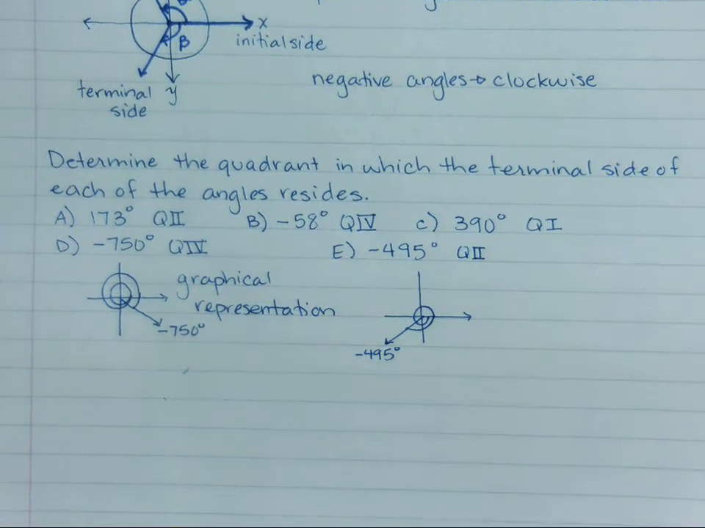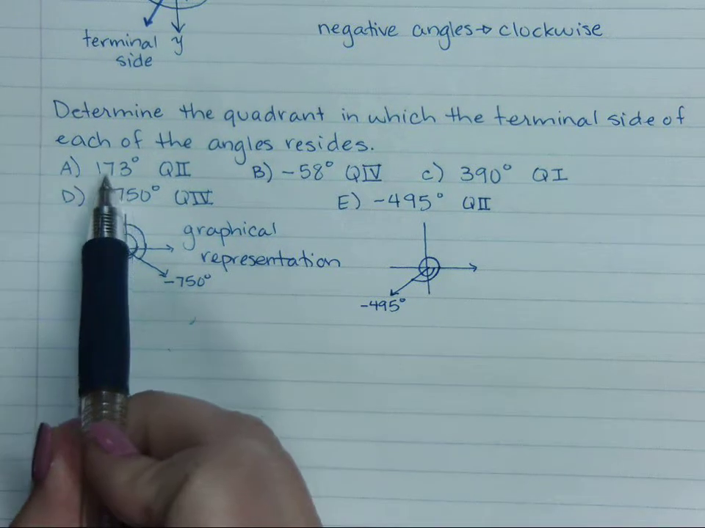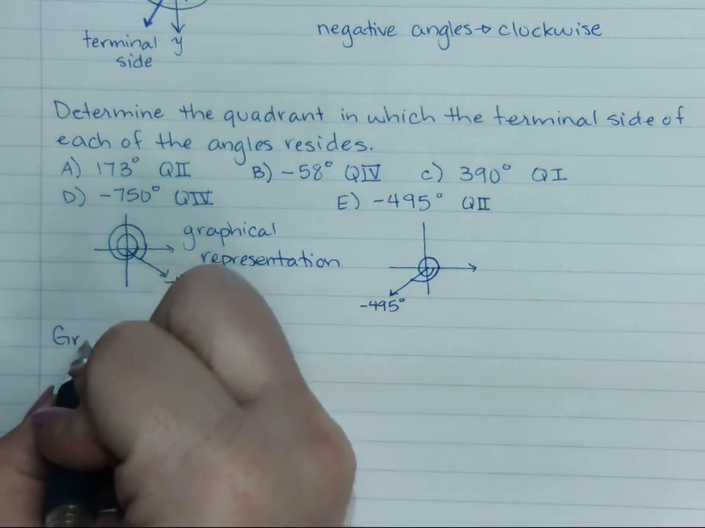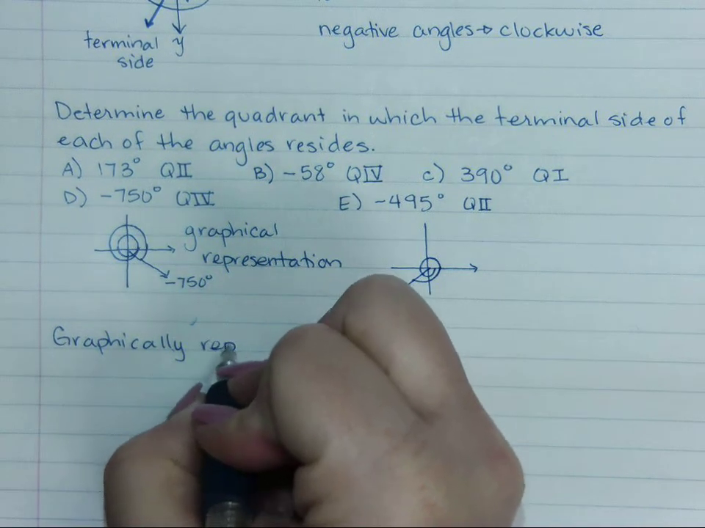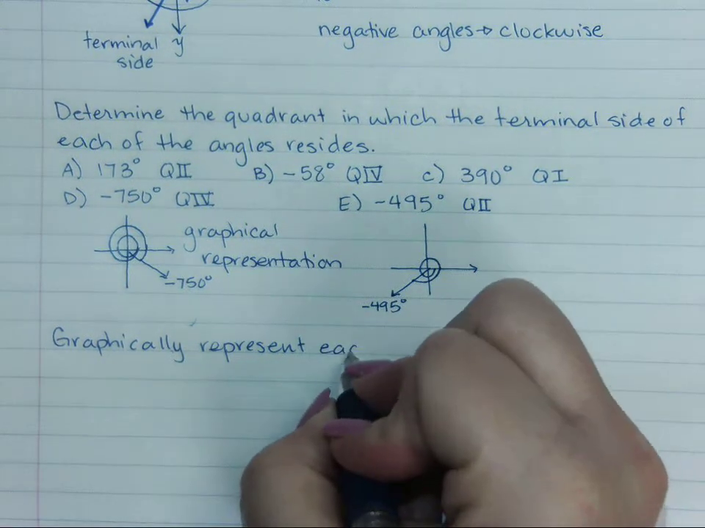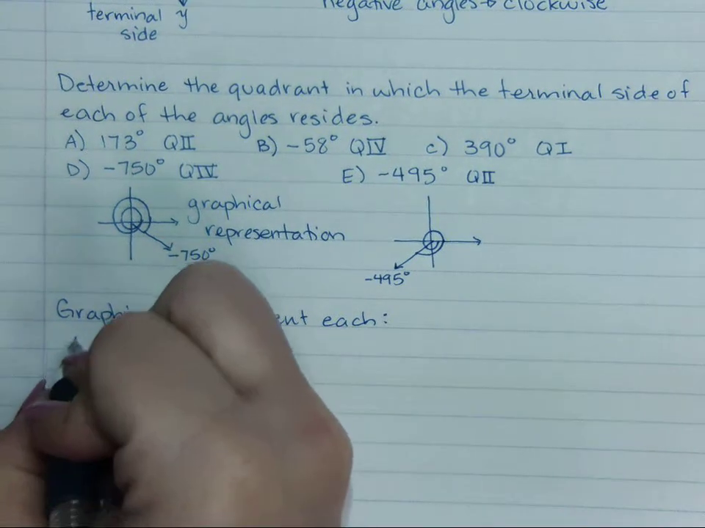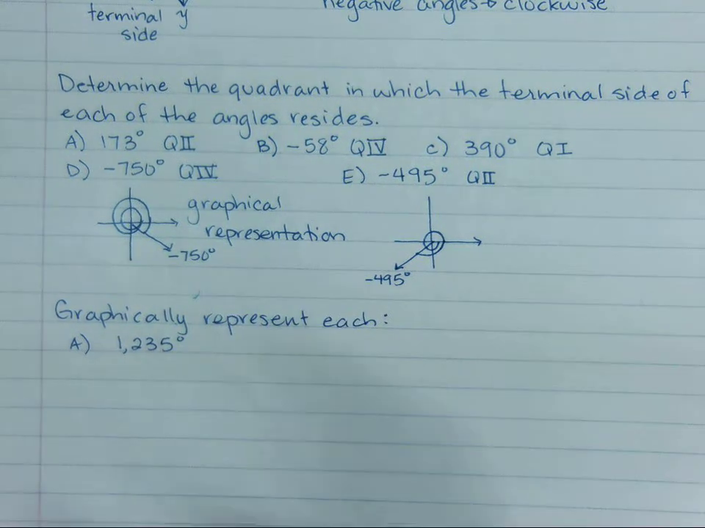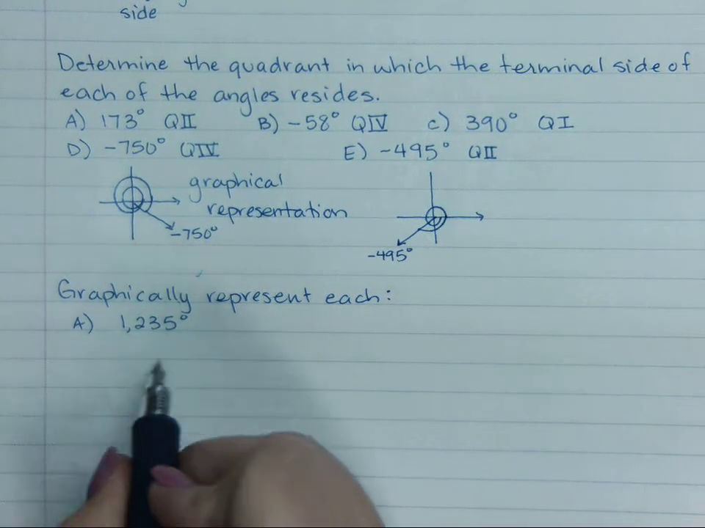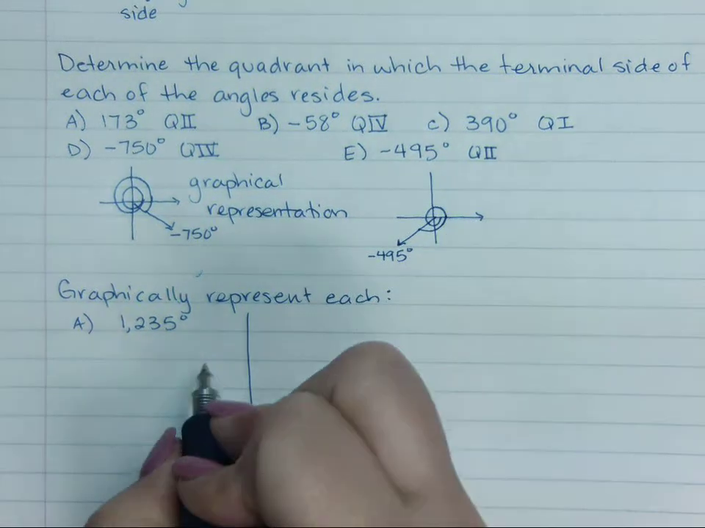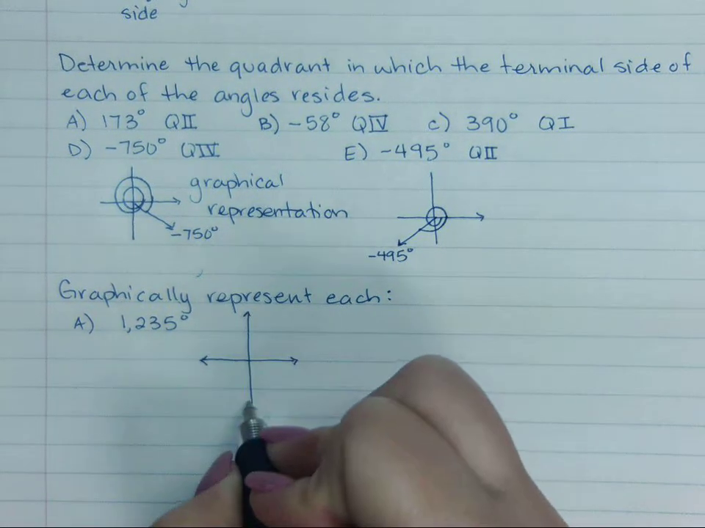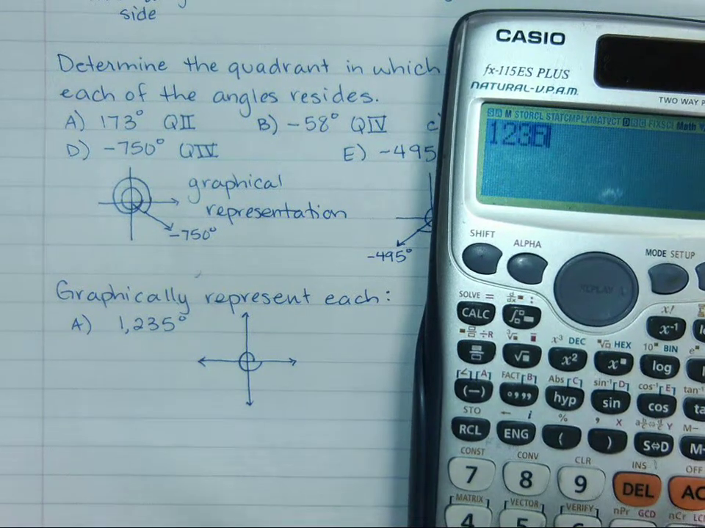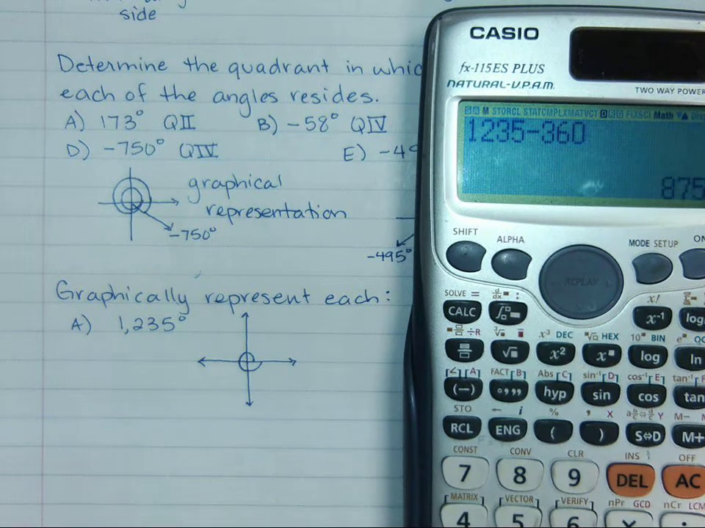Let's look at a little bit more of some graphical representations of these. Again, this 173 degrees is in quadrant 2. Say I just want to graphically represent each. Say I want to look at 1,235 degrees. Let's just do something really big. What I need to know is how many full 360 rotations are in that degree measurement. One full rotation, because it's positive, would stop here. I need to know how many of those windings I need. So I need to unwind that, which in this case means I need to do the opposite, which is subtract 360.